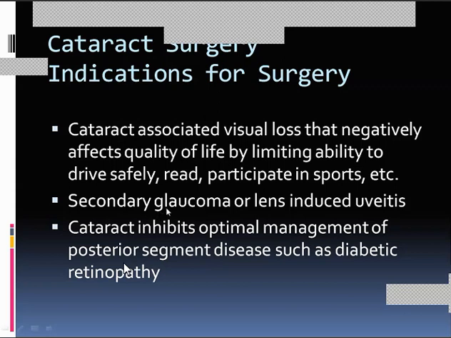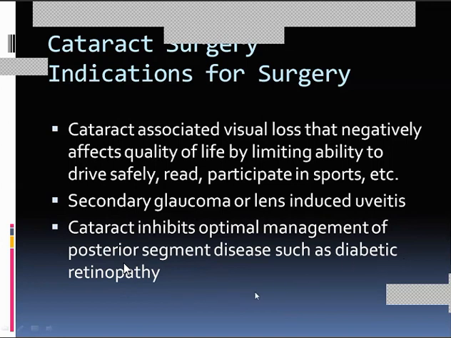Also, whenever there is sudden secondary glaucoma, that is lens-induced uveitis, we have to treat it, and then do the surgery after 3 weeks. And cataract inhibits the optimal management of posterior segment disease, such as diabetic retinopathy.